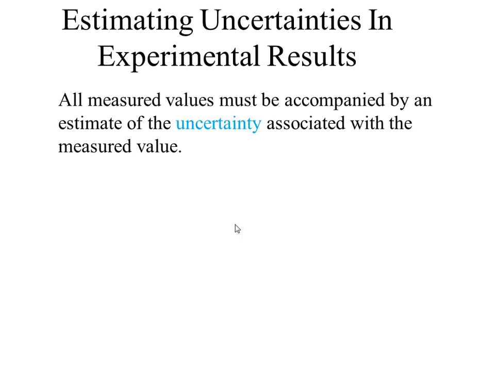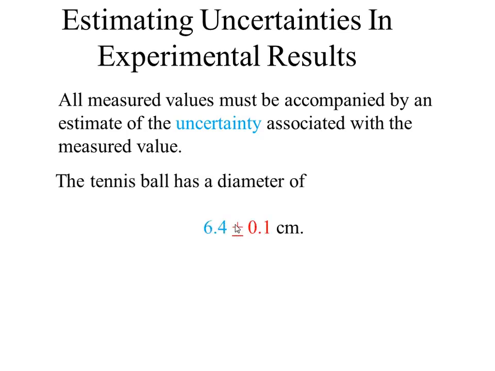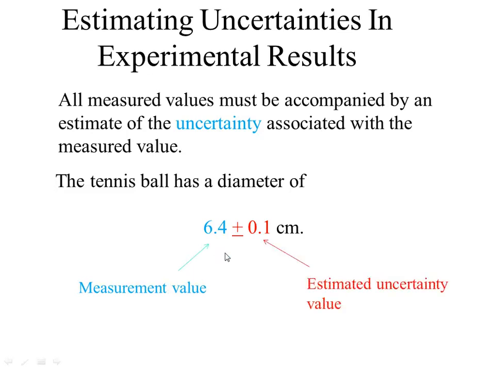So all measured values have uncertainty. All of them. If you're measuring, it has uncertainty. If you're measuring and you're doing the reading, we'll talk about that in a second. But even if you're measuring with an electronic balance, that has uncertainty as well. So let's say the diameter of the tennis ball is 6.4 plus or minus 0.1 centimeters. This is our measured value here. And this is our estimated uncertainty. We'll talk about how we calculate that there.